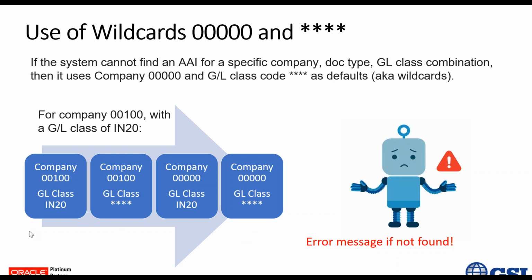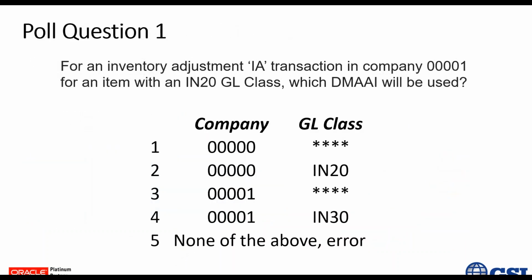So wildcards: company 00000 is a company wildcard. The 4 asterisks can be used for a GL class code wildcard. The object account, when you set that up, can never be a wildcard. That has to be populated. It cannot be blank, and it has to be a valid object account. Okay, so that's how the wildcards work.